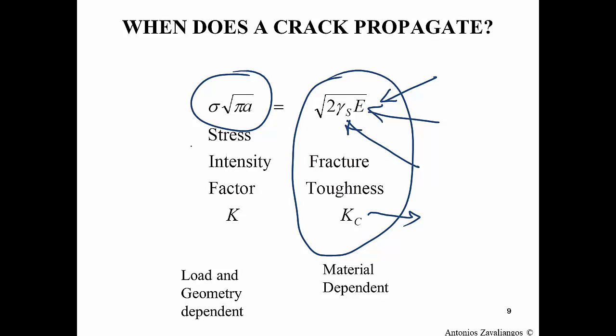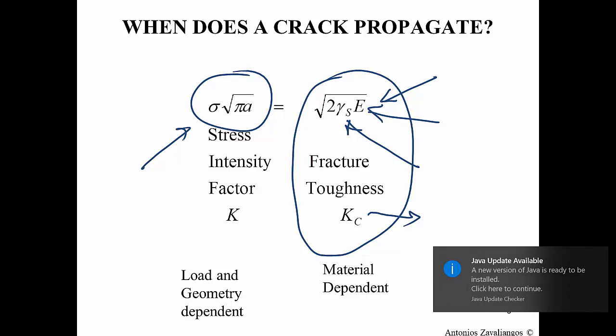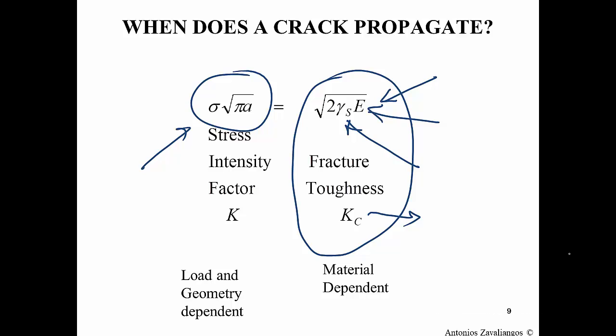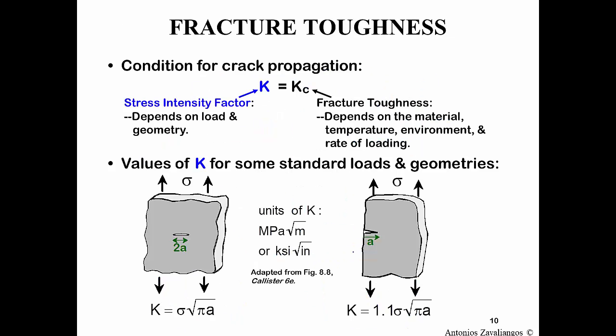The term on the left-hand side is called the stress intensity factor. It tells us how a combination of an external stress with a specific magnitude of a crack size, how intense they are in terms of how close they are to actually making the material fracture. And again, what I said before, this is load and geometry dependent, this is material property.